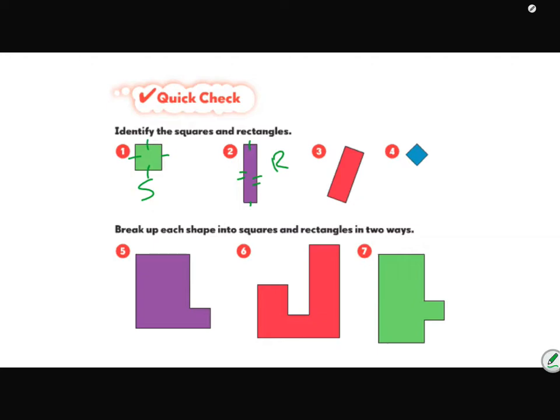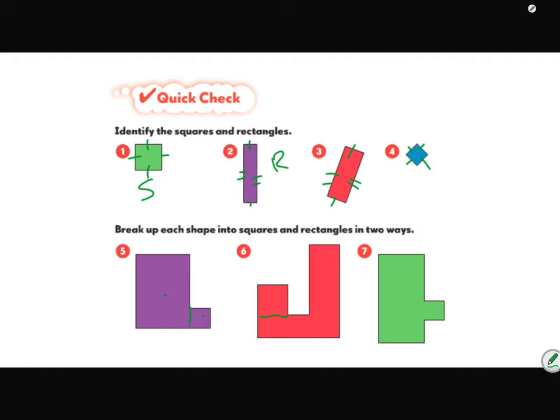But this is a rectangle. Even though it's tilted a little bit, I see it has 4 right angles and opposite sides the same. And this is a square because all the sides are the same. Again, for 5, 6, and 7, there's many ways to do it. I'm going to break this up into those 2 shapes.